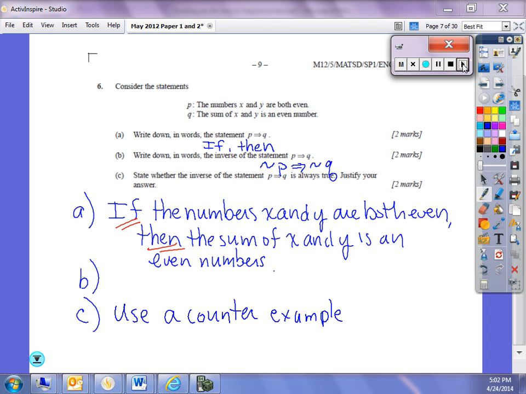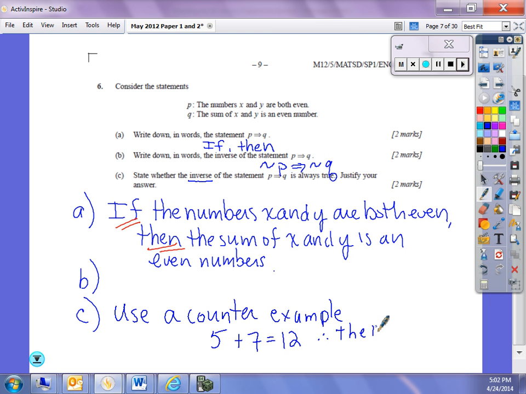So we're looking for a counterexample of the inverse. And the inverse says if x and y are not both even, then the sum is also not even. Well, let's think of a counterexample. 5 is not even, plus 7, which is not even, is equal to 12, which is even. So therefore, the inverse is not always true.